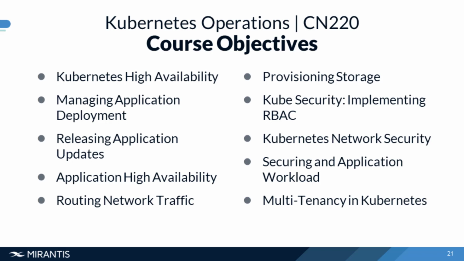Using best practices as guiding principles, we'll explore the Kubernetes architecture so you can make informed decisions for production workloads. Topics include configuring resource availability for applications, managing application deployments, releasing application updates, implementing advanced scheduling for applications, and administering roles and permissions for Kubernetes clusters. We'll also cover routing network traffic, provisioning storage, implementing role-based access control, and multi-tenancy.